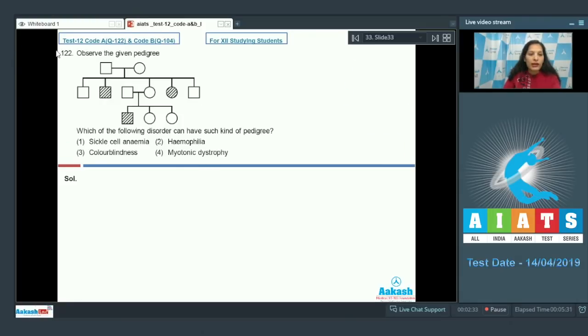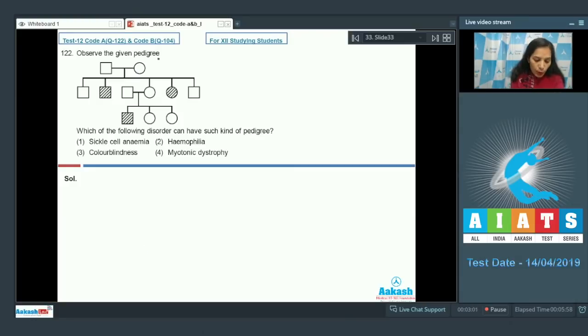Question number 122. Observe the given pedigree. Which of the following disorder can have such kind of pedigree? First option, sickle cell anemia. Second, hemophilia. Third, color blindness. And fourth is myotonic dystrophy. So after solving this pedigree, you have to identify which of the following disorder can have this pedigree, or this pedigree shows which kind of disorder.